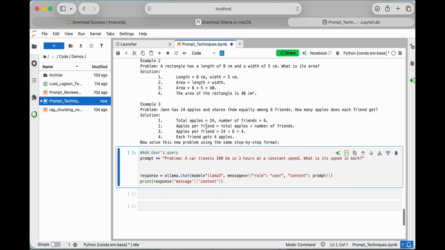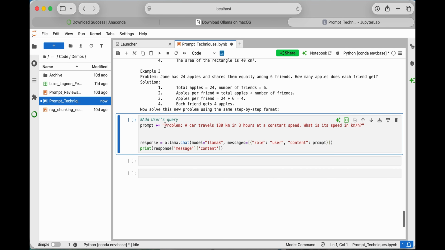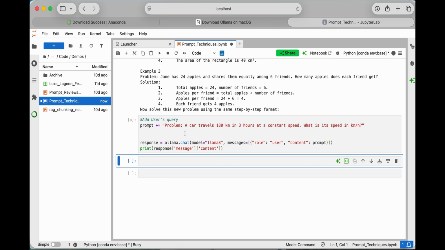Now I have created this prompt and I want to use this prompt to solve a problem, which is a car travels 180 kilometers in 3 hours at a constant speed. What is its speed in kilometers per hour? So I will augment this problem to the prompt and run this query.